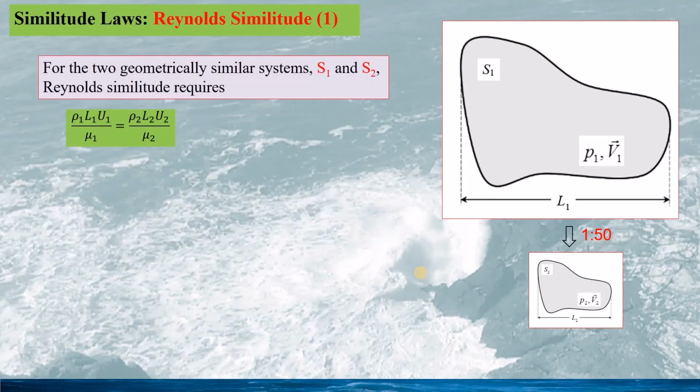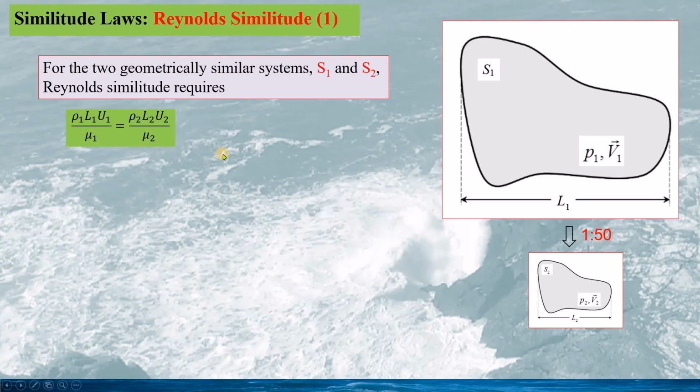Now we look at the Reynolds similitude. Based on the dynamic similarity, the Reynolds similitude for these two geometrically similar systems, S1 and S2, requires the Reynolds number for both systems, S1 and S2, to be equal, expressed as this.